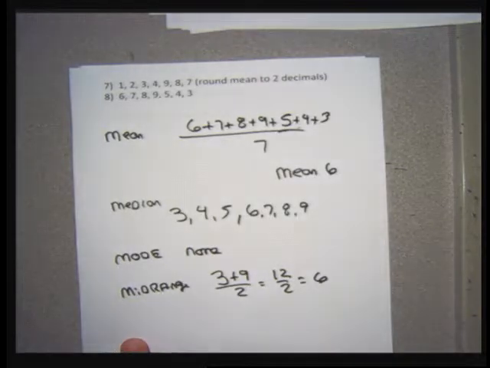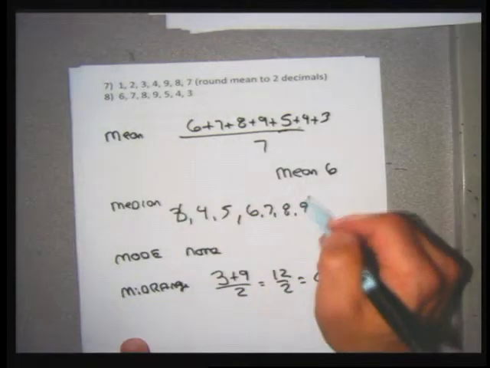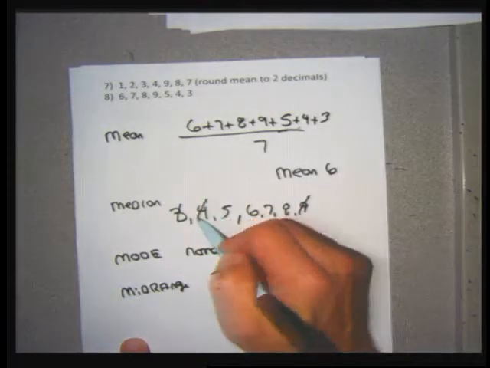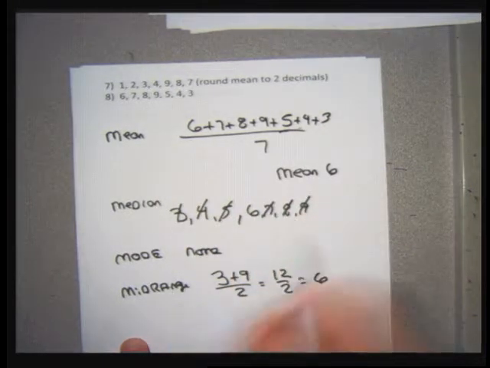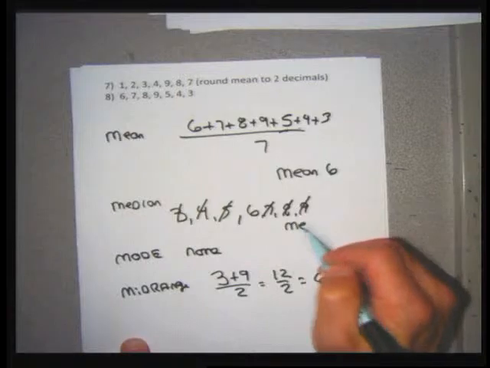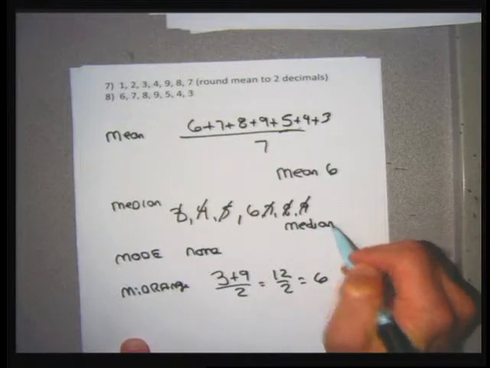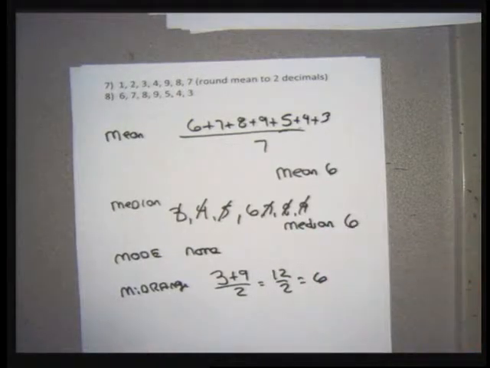Now I'll find the median, cross out the first and the last, second from last, third from last. If you're left with one number, that is the number that we need here. So in problem 8, the median is 6. So mean, median, and mid-range are 6, and there's no mode.